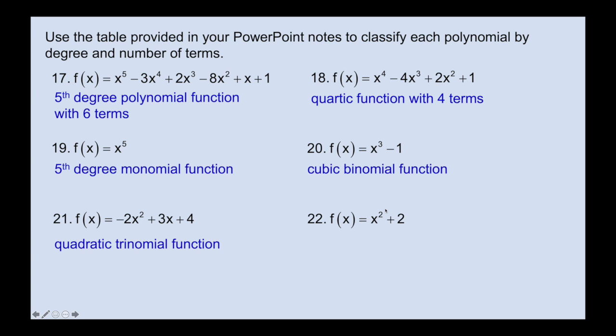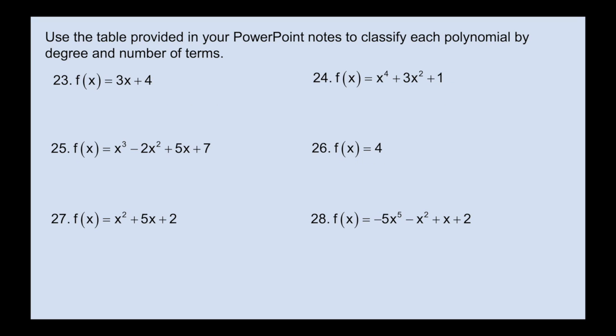And then for 22, the degree is 2, so this is quadratic. And then there's 2 terms, which makes it a binomial. So it's a quadratic binomial function. Do the same thing for 23 through 28. For 23, the degree is 1, which we call linear. And then there's 2 terms, and that's called a binomial. So this is a linear binomial function.